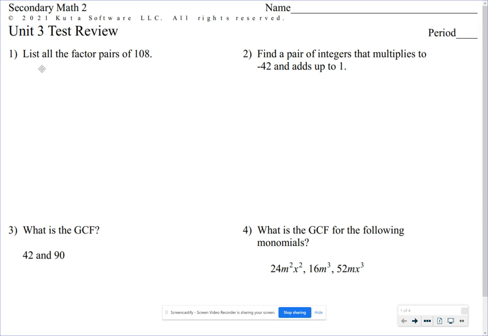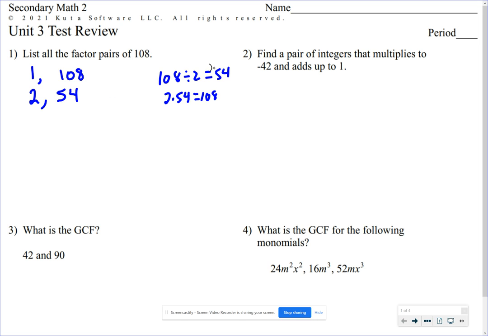So we're going to take 108 and we're going to start with 1 and 108 because 1 times 108 is 108. Then I'm going to grab my calculator and I'm going to do 108 divided by 2 and find out that we have a factor pair, 2 and 54. Literally just grab your calculator, do 108 divided by 2. You find out that that's 54. That means 108 is 2 times 54. So I have another factor pair, right? 2 times 54 is 108. So I list 2 and 54 as one of my factor pairs.